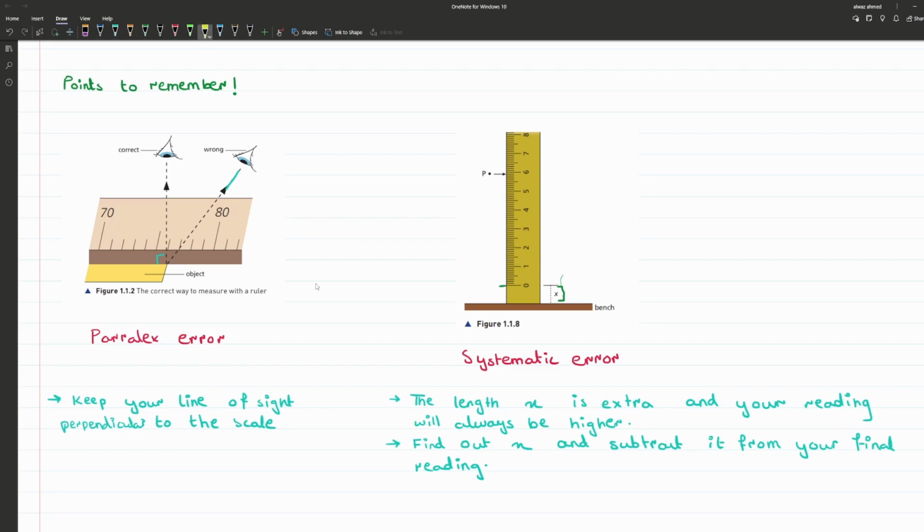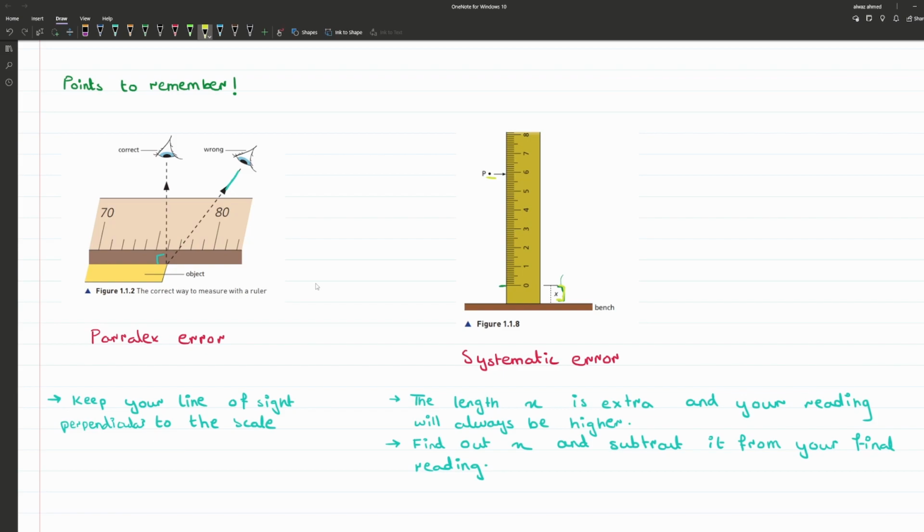Next, we have a systematic error. So let's talk about the systematic error. The length x is extra and your reading will always be higher. What this means is that in this example, you've got a point P and you want to measure point P, and if we try to measure it, we can see that the scale shows the length is 6 centimeters. However, we can also see that there is a distance x extra unaccounted for from the bottom. Now what this will do is that whatever reading we get for P, our reading is going to be higher than the original reading.